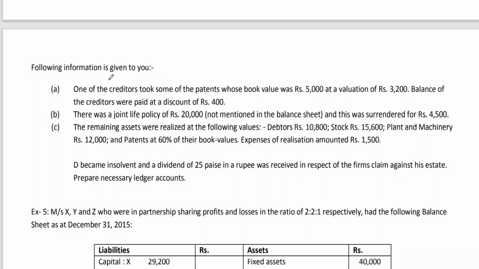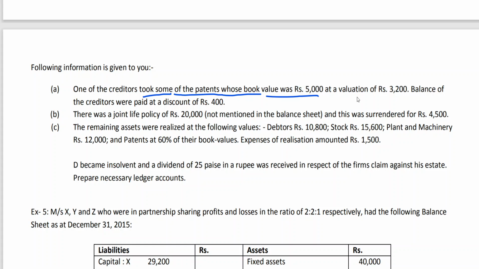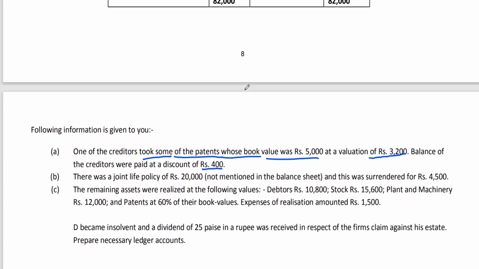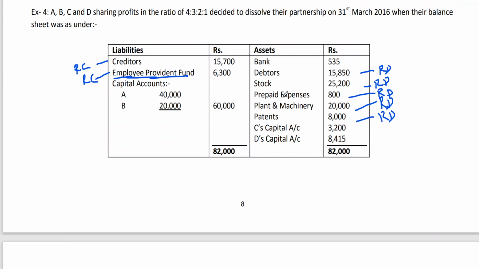Now the following information is given to you. One of the creditors took some of the patents whose book value was 5,000 at a valuation of 3,200. The balance of the creditors were paid at a discount of 400. So let us see the creditors actually. What is the amount of creditors here? 15,700.